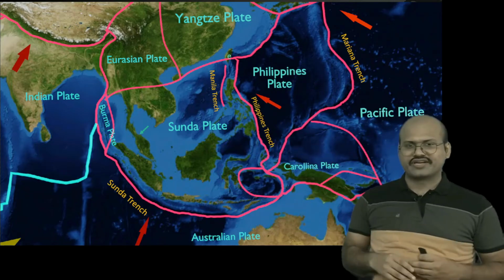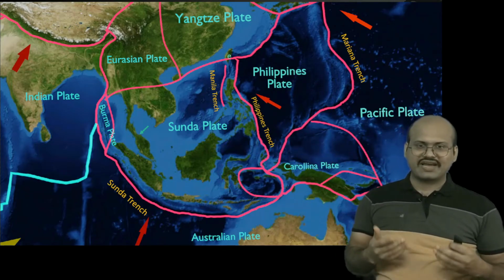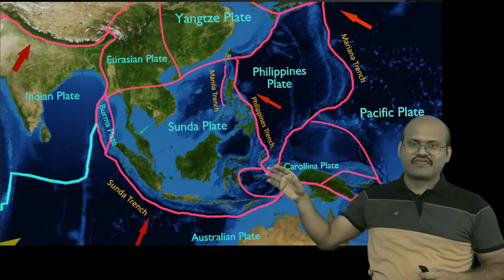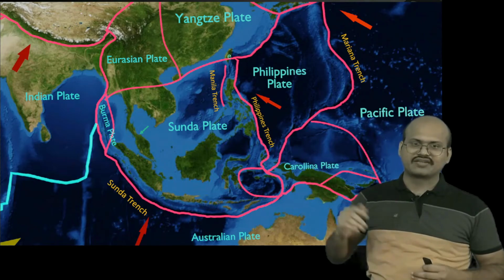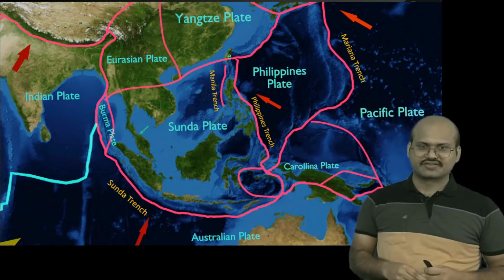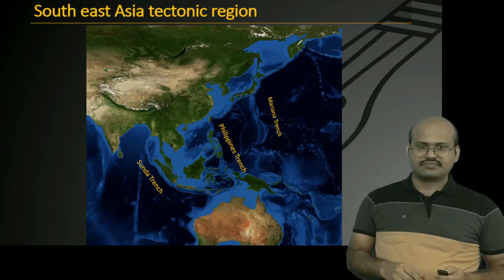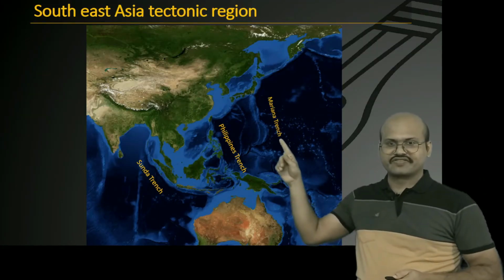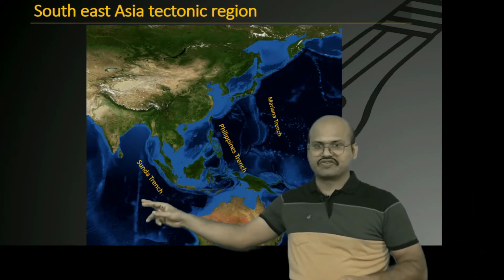And we already know that the tectonic boundaries are seismically active areas. And because there is a lot of oceanic plate over here, when these plates subduct under another plate, they create volcanic mountains. Here are the major trenches: Mariana Trench, Philippines Trench, and Sunda Trench, which we can see in this map.